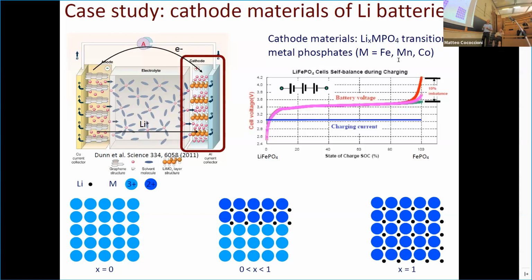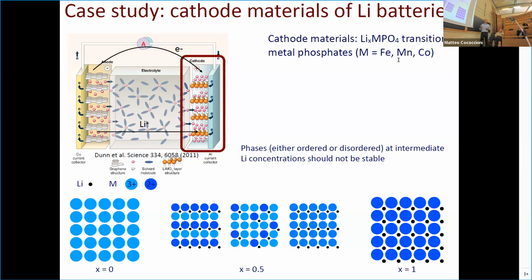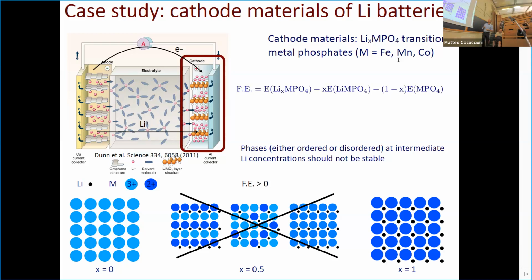But what this implies is that whenever you have an intermediate concentration of lithium, either ordered or disordered, this phase should have a positive energy compared to the ingredients that you use to make it. So if you compute the formation energy using this formula, you should get a positive formation energy compared to the energy of the two members. That means that this intermediate phase is unstable compared to the system precipitating in the phases containing only 2+ and 3+ transition metal ions.